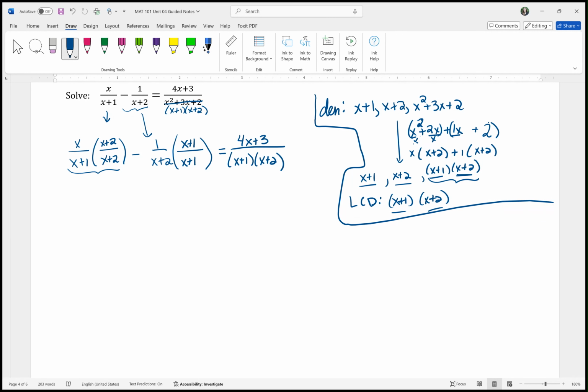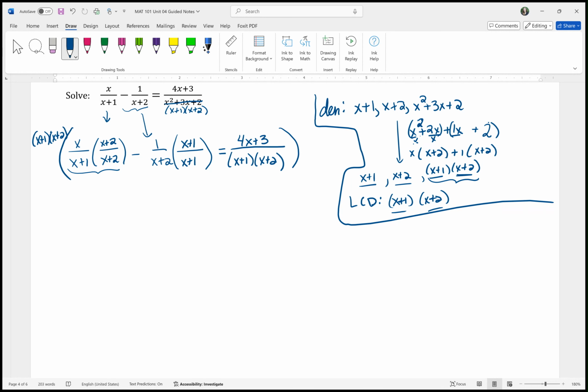Okay, so our next step is, now that we've got all of our denominators the same, and you can do it here, you can do it on the next step. I'm going to do it here so that we don't have to keep writing more steps. We are multiplying everything here by the LCD. So our LCD is x plus 1 times x plus 2.